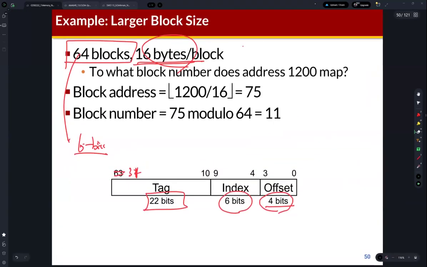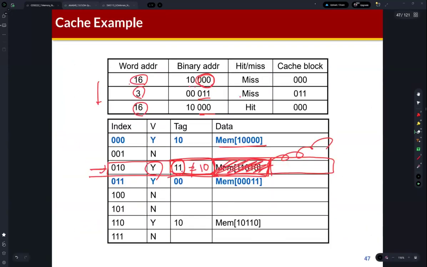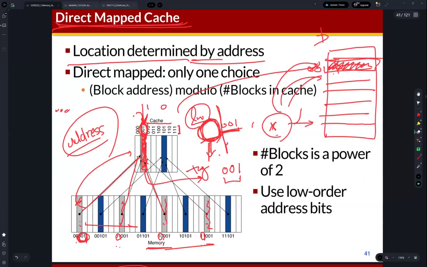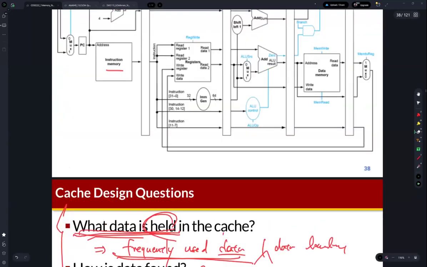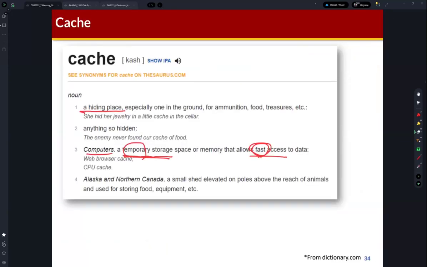So we are learning about the cache, right? What is a cache? A cache is a temporary memory space. Why do we use a cache? Because we want to access the frequently used data quickly, okay?